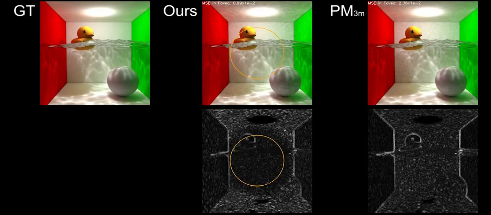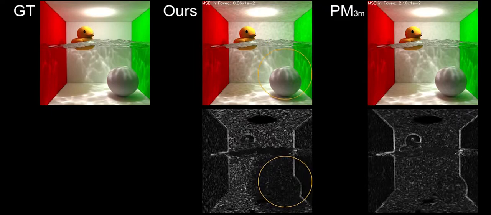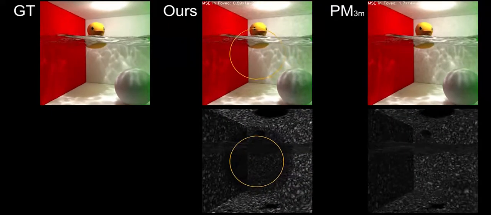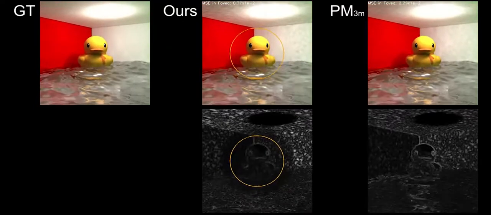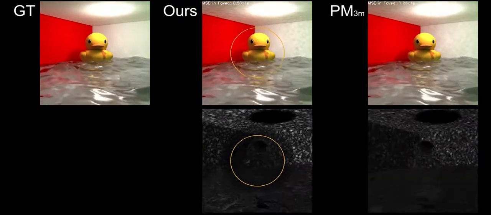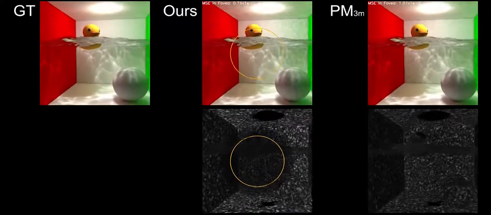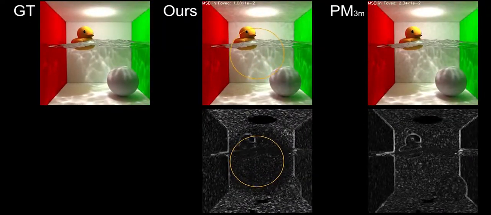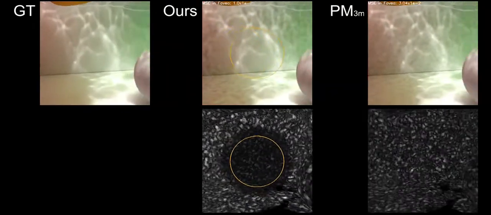We compare the results of our method with the ground truth and PM3M. The ground truth is rendered using the traditional photon mapping method with 100 million photons. PM3M is rendered using the same method as the ground truth with the same number of photons as our method, 3 million photons. We compare the mean squared error of our method with PM3M.